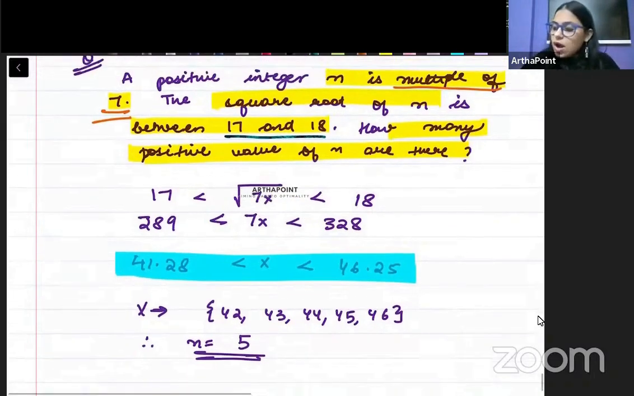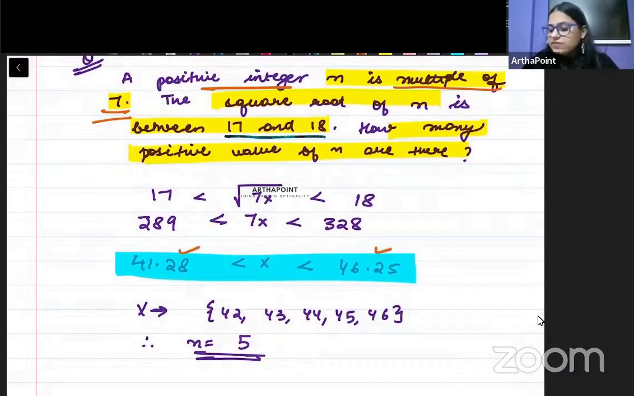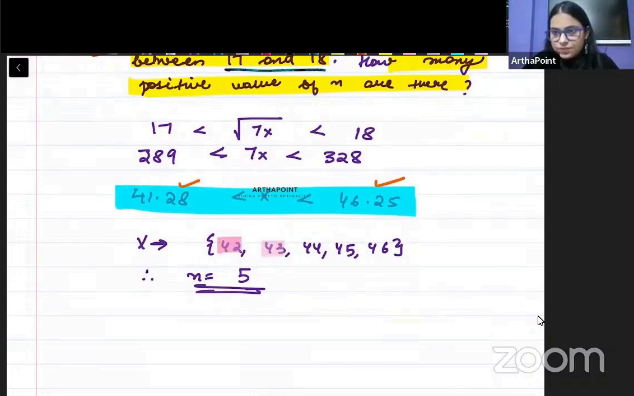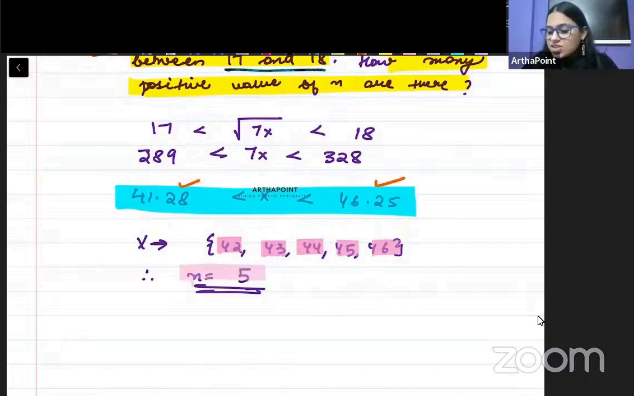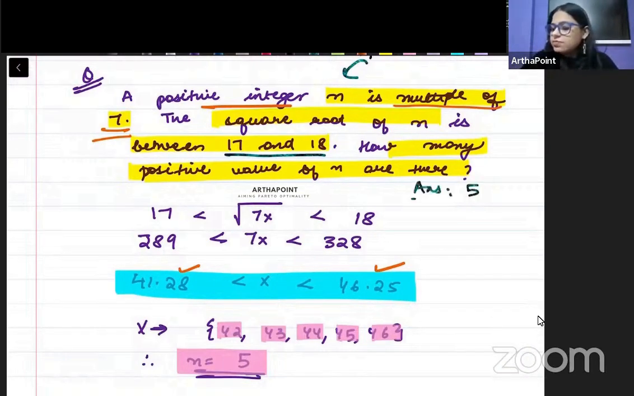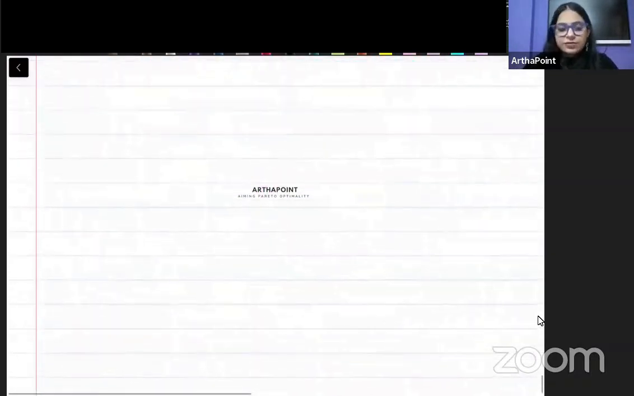Now it is asking how many integers are there. So beta, how many integers are there between 41.28 and 46.25? You have the integers 42, 43, 44, 45 and 46. So how many such integers are there? 5, na? So what is the number of integers between them? The answer will be 5. Am I clear with it? So the correct answer to this question will be 5.